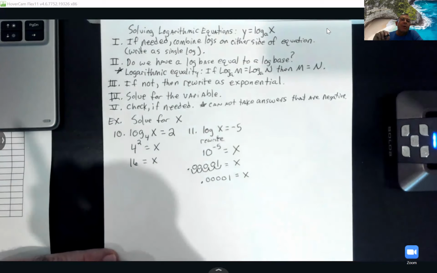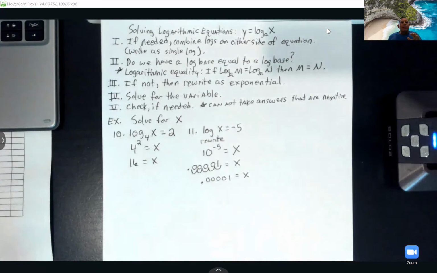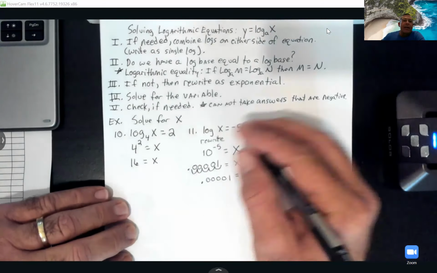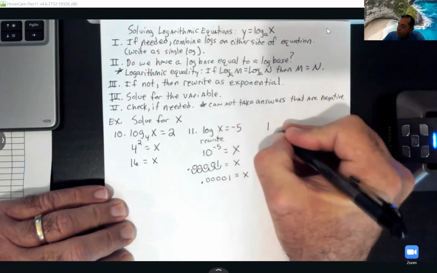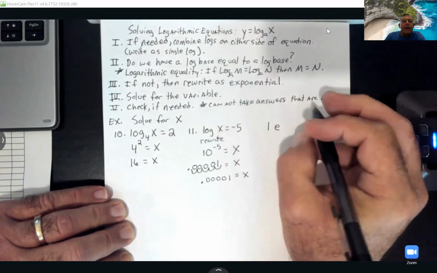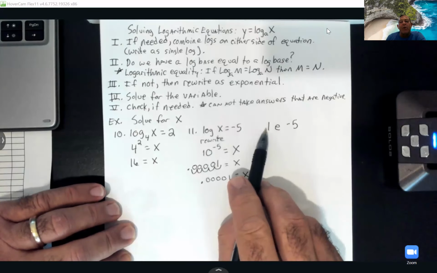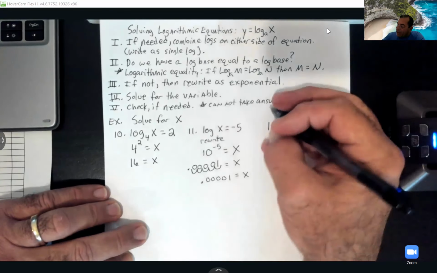Yeah, so that's what I'm saying. So let me show you what that means on the calculator. You've got 1e negative 5. So this is putting it in what we call scientific notation.